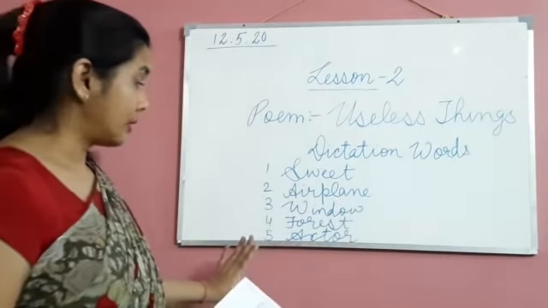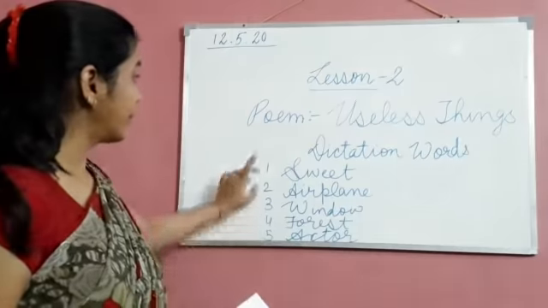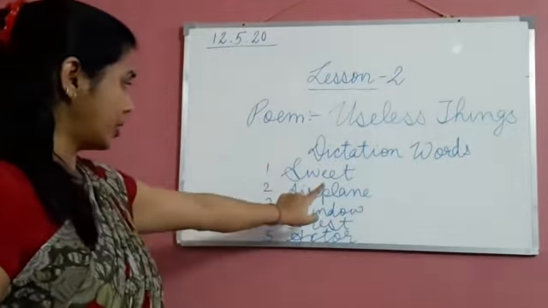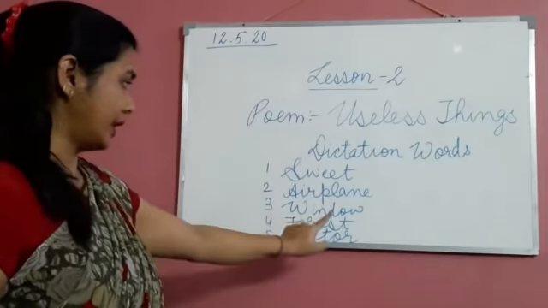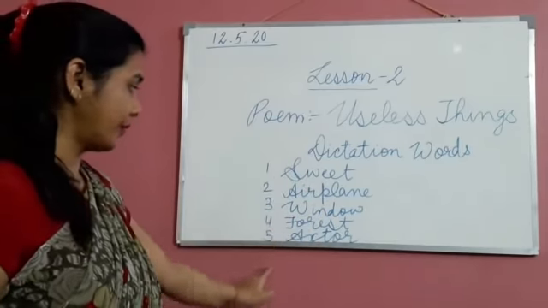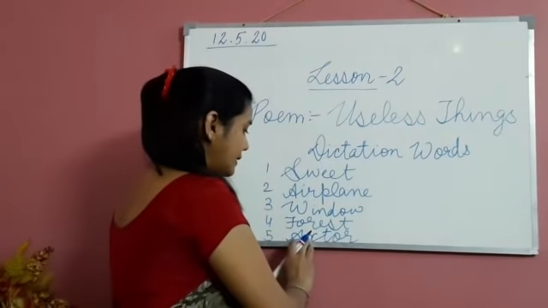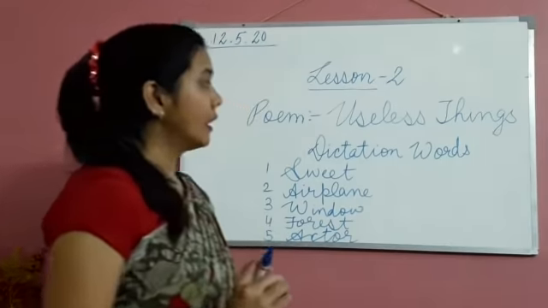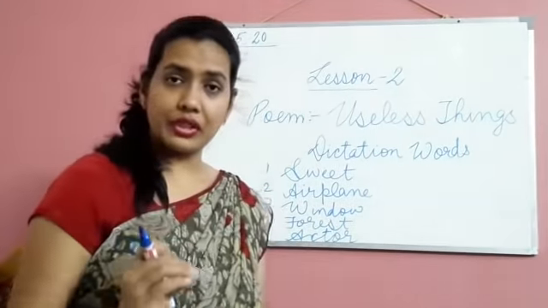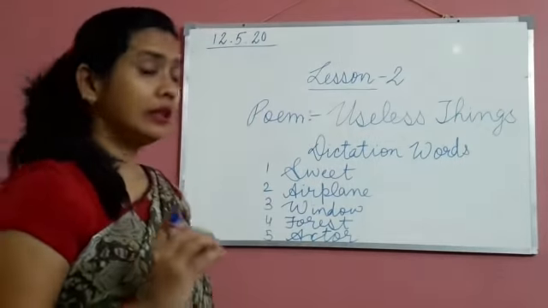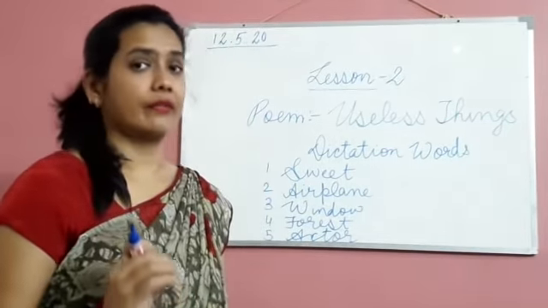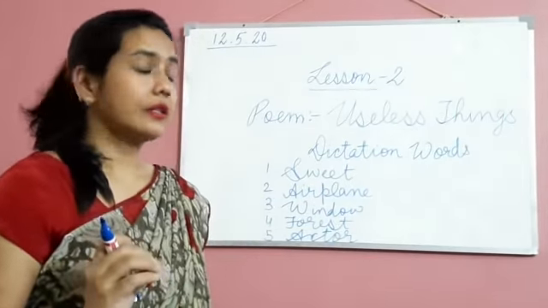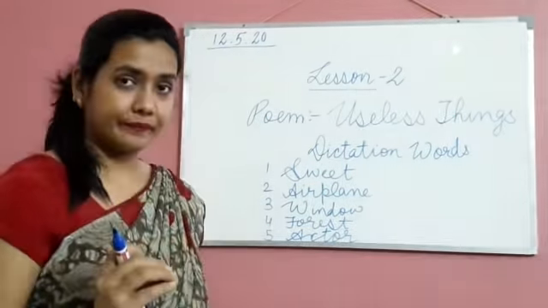Students, I think this is clear for you all. Okay. Dictation words. 5 dictation words I have given. That is number 1 is sweet. Number 2 is airplane. Third one is window. Fourth one is forest. And the fifth one is actor. Okay. Write all the dictation words in your copy and learn it. Okay, write with the good handwriting. Don't do the spelling mistakes and learn all the spellings.